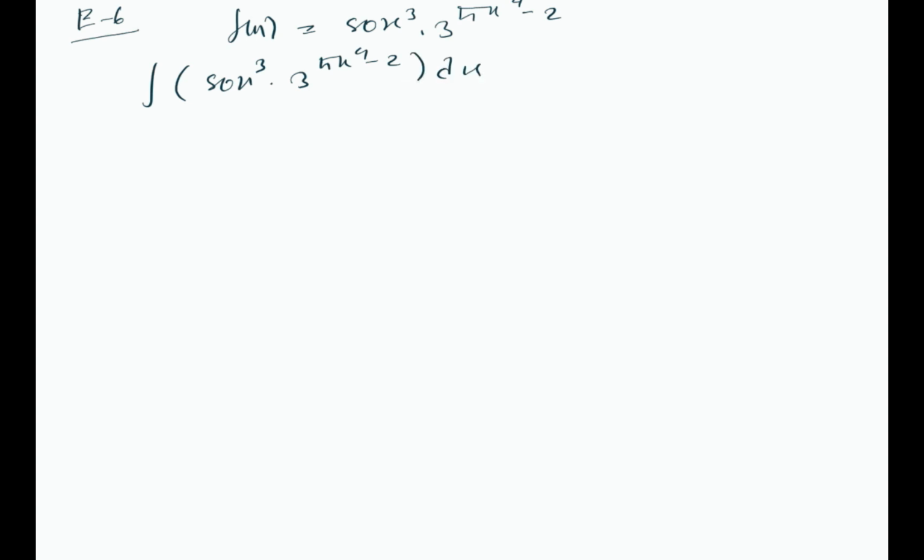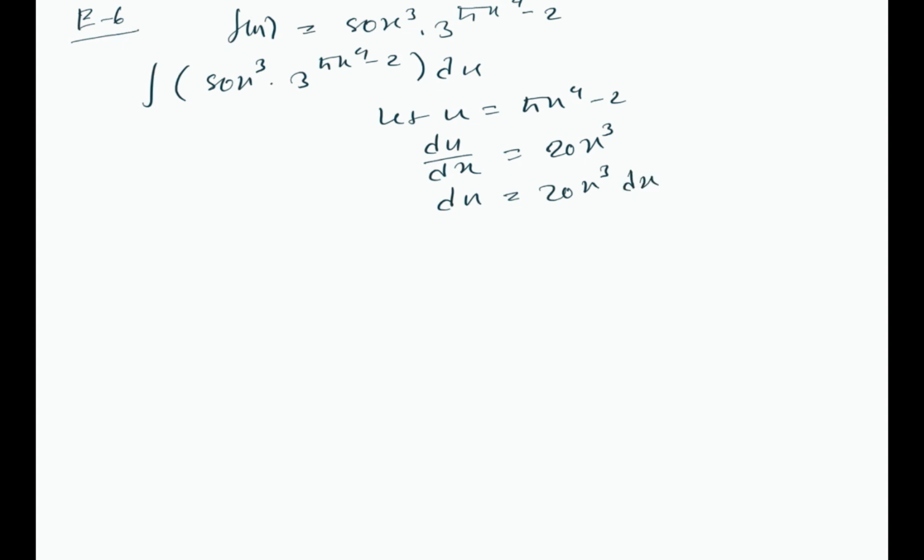So now we need to choose our u. Okay, so let u is equal to this power, 5x to the power 4 minus 2. Okay, so the derivative of u with respect to x is equal to 5 times 4, 20 x to the power 4 minus 1, which is 3. So du is equal to 20 x to the power 3 dx.